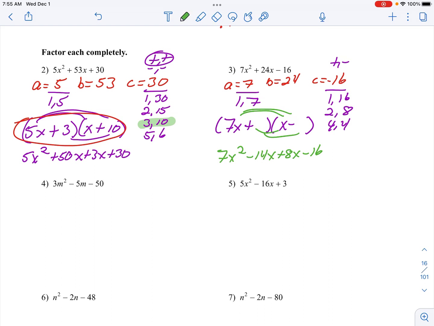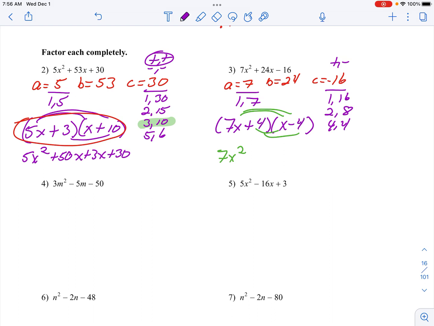Maybe 8 and 2 are correct. It's just that I should have put them in the different positions. So I'm going to put the 2 here and the 8 there. So then I go back around and check my new guess. Negative 56x plus 2x minus 16. A and C are always cool. Negative 56 plus 2 is negative 54, which is not 24. So it looks like 2 and 8 are not working. So I'm not going to keep trying 2 and 8. I'm going to go try 4s.